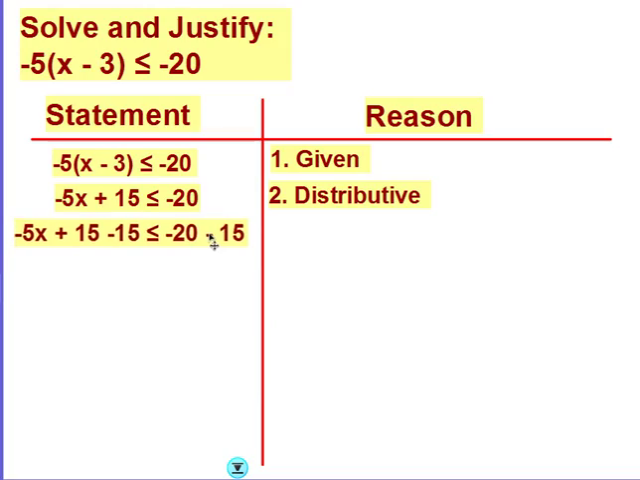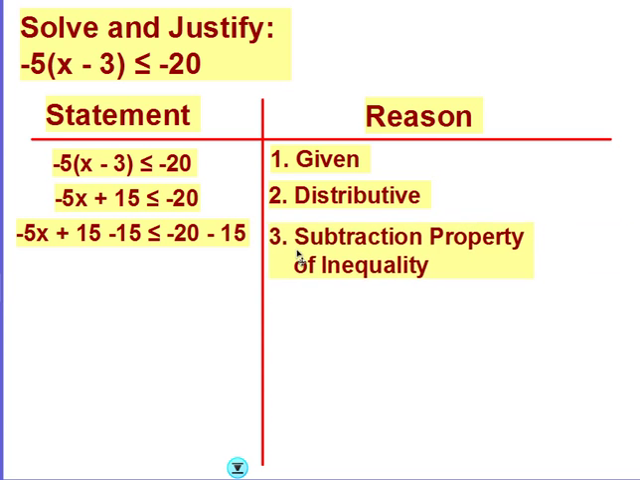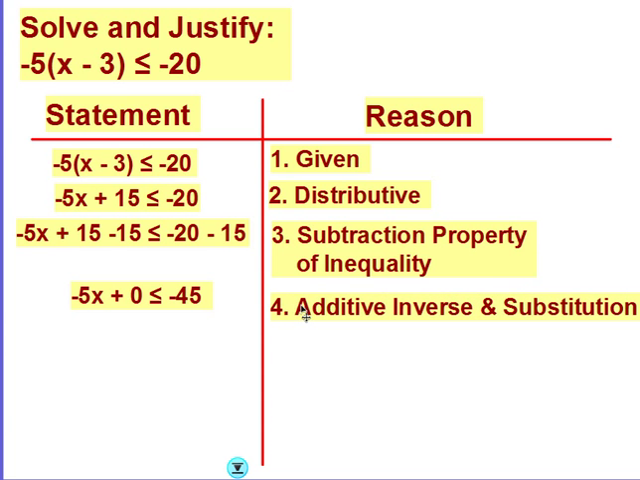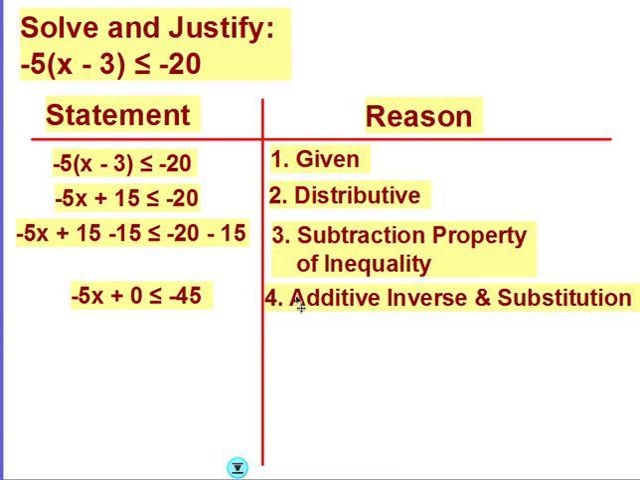Our next step is going to be to subtract 15 from both sides. So we get negative 5x plus 15 minus 15 less than or equal to negative 20 minus 15. So that's our subtraction property of inequality. Our next step, we know we can substitute a negative 35, and then positive 15 minus 15 gives us 0. So we have our two properties, our additive inverse and substitution.